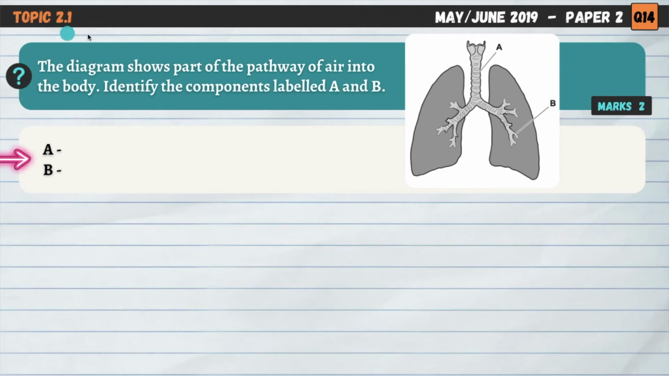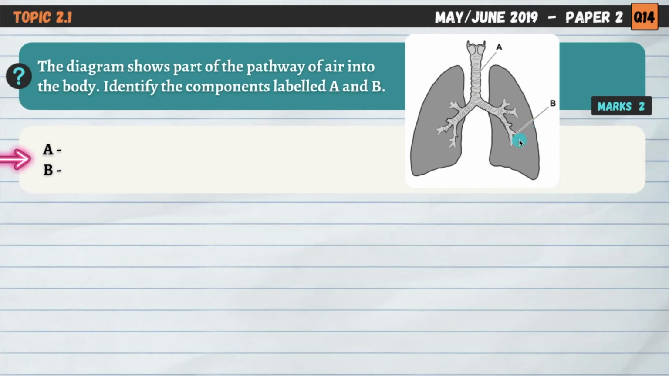Okay, topic 2.1 now. The diagram shows part of the pathway of air into the body. Identify the components labelled A and B. So already we're seeing a similar question to the one we looked at just a moment ago. We've got to identify a couple of components. A, again, is the windpipe, so that's the trachea again.